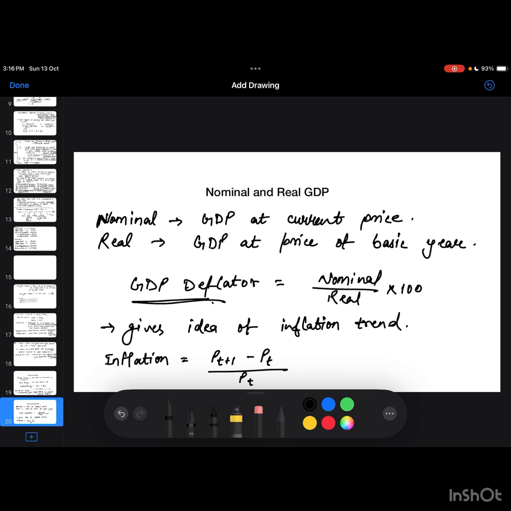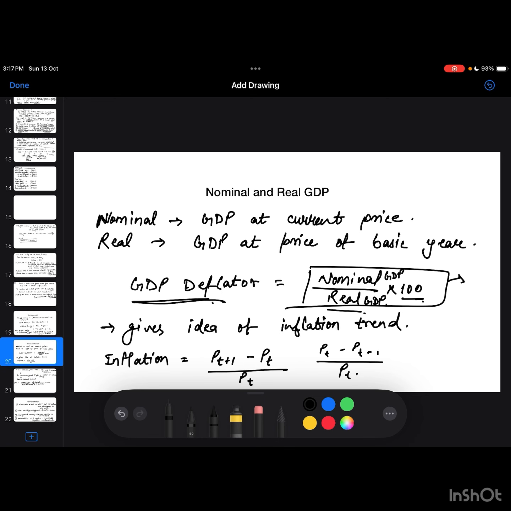And we can calculate it by the formula nominal GDP by real GDP, and as it is given in percentage form, we can multiply it by 100. Now this will be the GDP deflator, and it indicates the inflation trends, and inflation is given by the change in the price level, that is price at the current period minus price at the previous period divided by the price of the previous period.